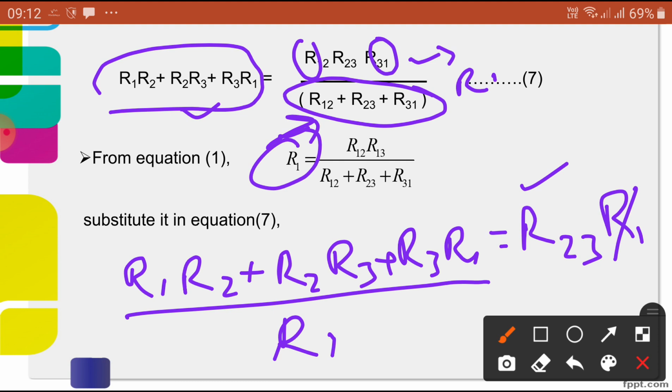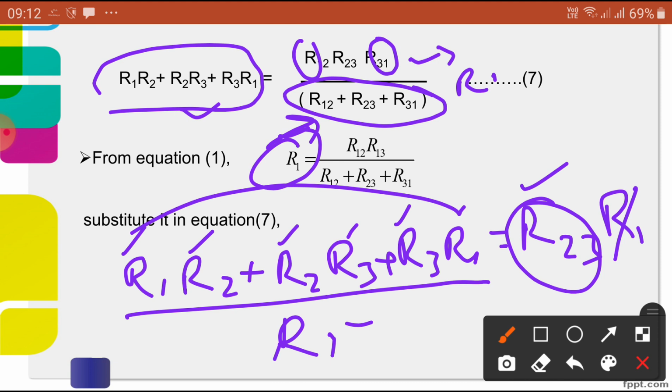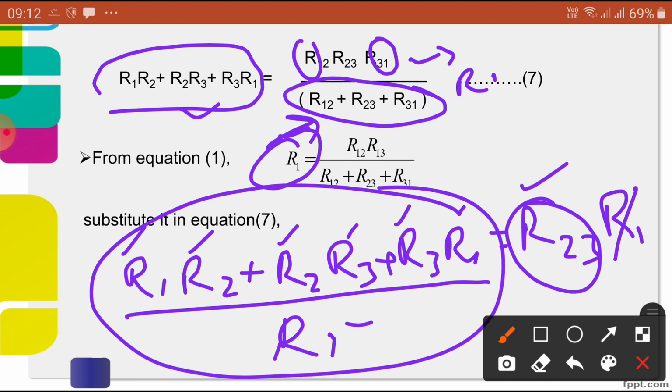Okay, now what are you getting? So R23 is the delta value. We are going to express it in terms of star values: R1 R2 plus R2 R3 plus R3 R1, divided by R1. These all are the star values. Now it is converted to the R23. What is R23? Between terminals 2 and 3, the equivalent resistance is equal to this star connection value.